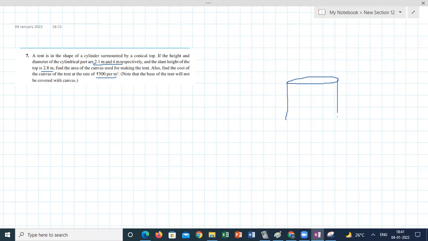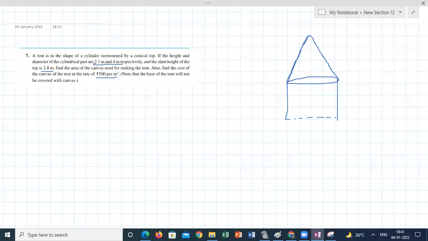The base of the cylinder and the top is not covered with the canvas. The top is covered with a conical shape. So here, how much area of the canvas is required?